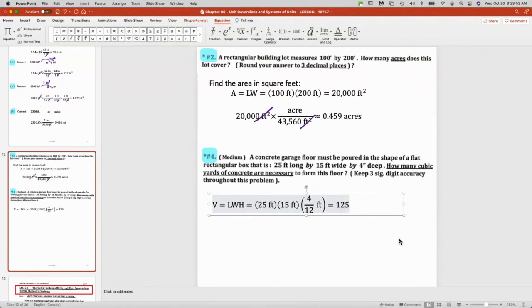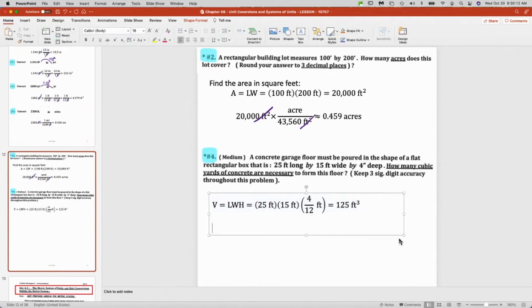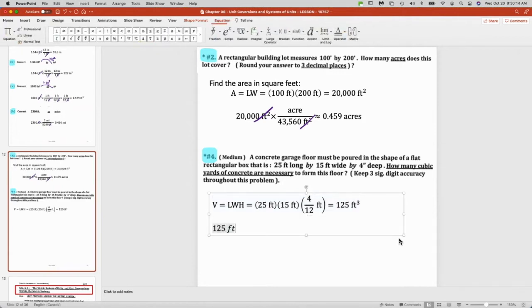So what are the units there? Can someone let me know what the units are? Are they in dollars? That's a joke. Is it feet what? Feet to the, thank you, cubic feet. So let's do the conversion now. We want to convert from cubic feet to cubic yards. So we're going to have 125 cubic feet. And we need to convert to cubic yards.